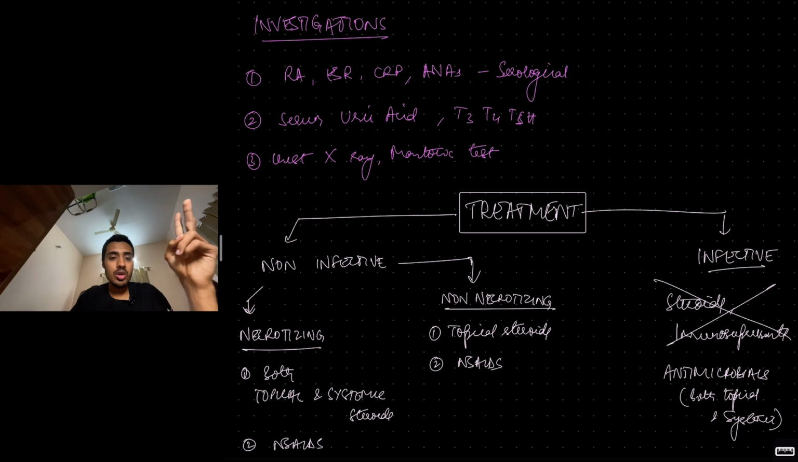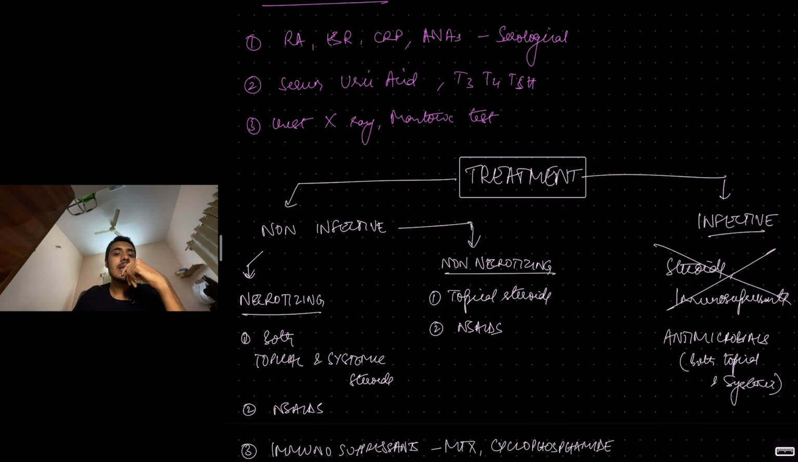To rule out thyrotoxicosis, T3, T4, TSH. To rule out granulomatous conditions like TB, you can do chest X-ray, Mantoux test. To rule out granulomatous conditions like syphilis, you can do VDRL. So you'll do the tests for the etiological causes.